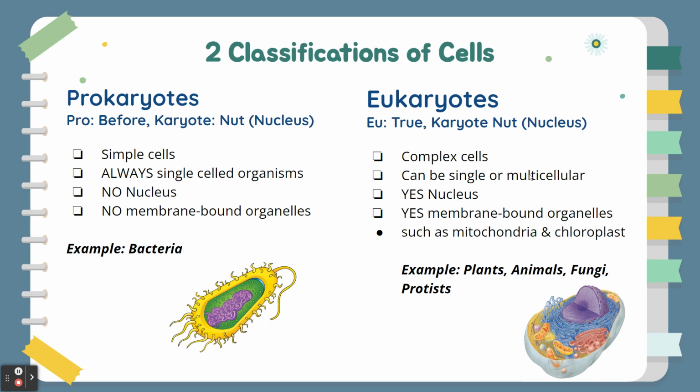A bacteria, for example, would be prokaryote. It's a simple, single-celled organism. It does not have a nucleus and does not have any membrane-bound organelles. Plants, animals, fungus, protists, on the other hand, are going to be eukaryotic. They're more complex organisms. They are mostly multicellular, but a few protists are unicellular. Despite that, they're still eukaryotes because they have a true nucleus and they have membrane-bound organelles.